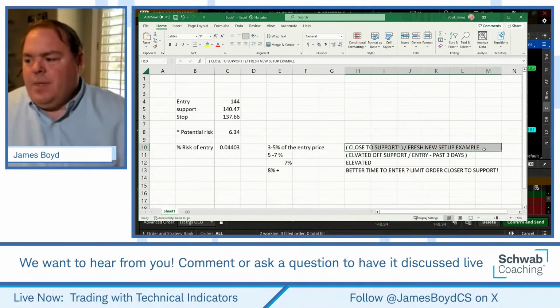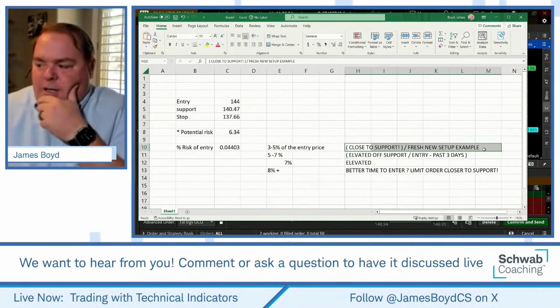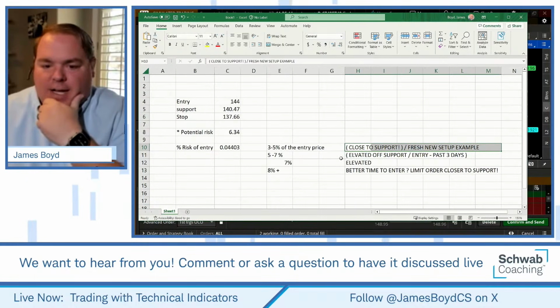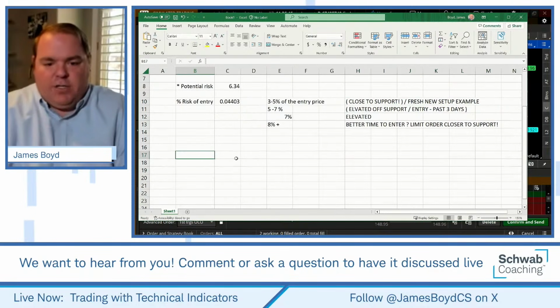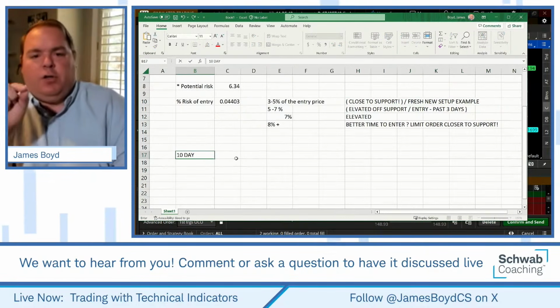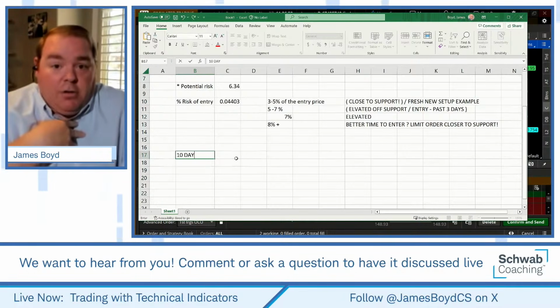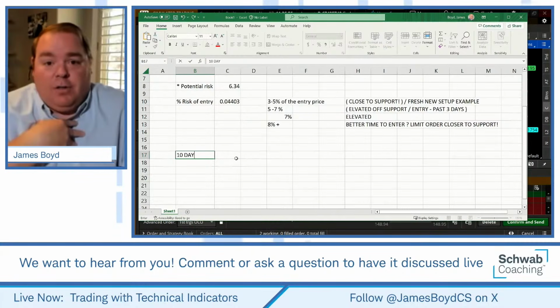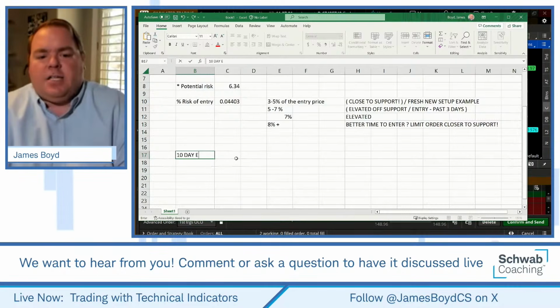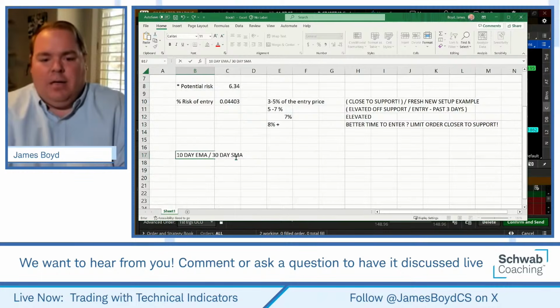Now, Greg's question is, I am confused as to whether to use a 10 EMA, 30 SMA, or a 10-30 whole moving average as in the previous classes. So in our example, we've used two setups. James, why do you use two setups? I use two setups because I was told not to use one. Just being honest.